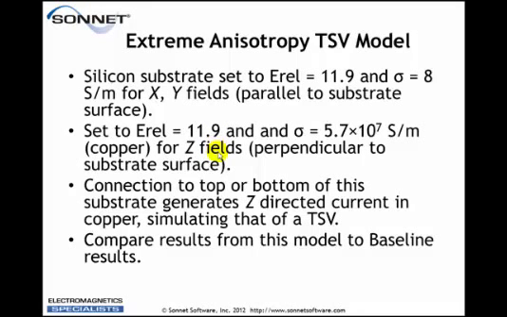So any Z-directed field is going to think it's present in copper. X and Y-directed fields will think they're present in the silicon. We'll make connection to the top or bottom of the substrate. We'll generate Z-directed current in the Z-directed copper, simulating a through silicon via. We'll compare the results from this extreme anisotropy model to the baseline results. At first, you might think, how could this possibly work? Well, let's look at the numbers and see if it does, and then maybe we can understand why it's working.